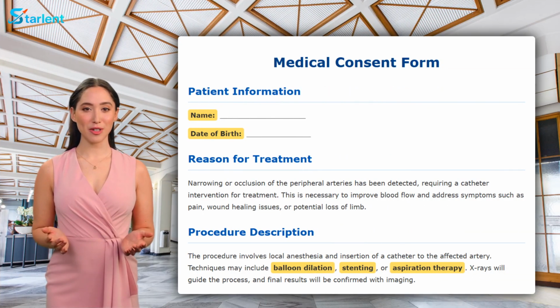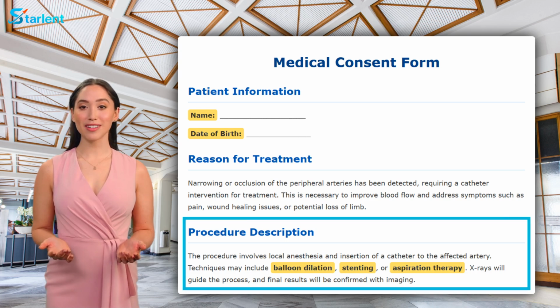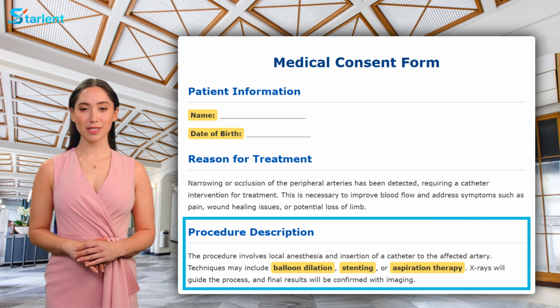The form provides an overview of the planned procedure, including the use of a catheter to treat narrowed or blocked arteries, and possible techniques such as balloon dilation, stenting, or aspiration therapy. Take your time to read this section carefully.